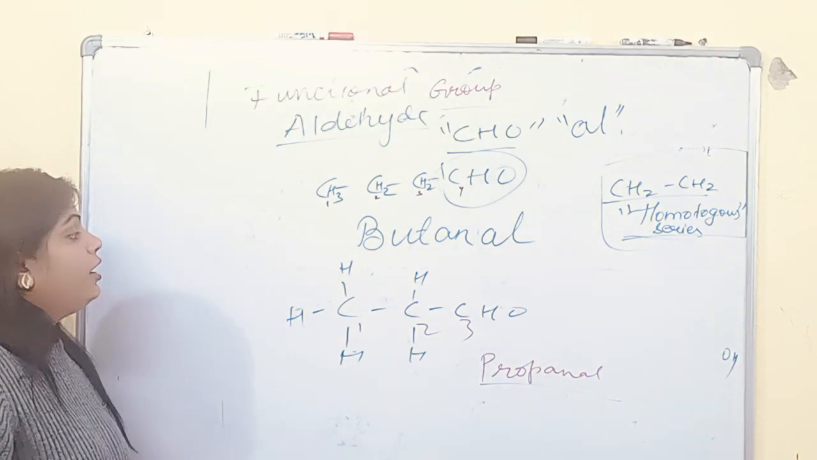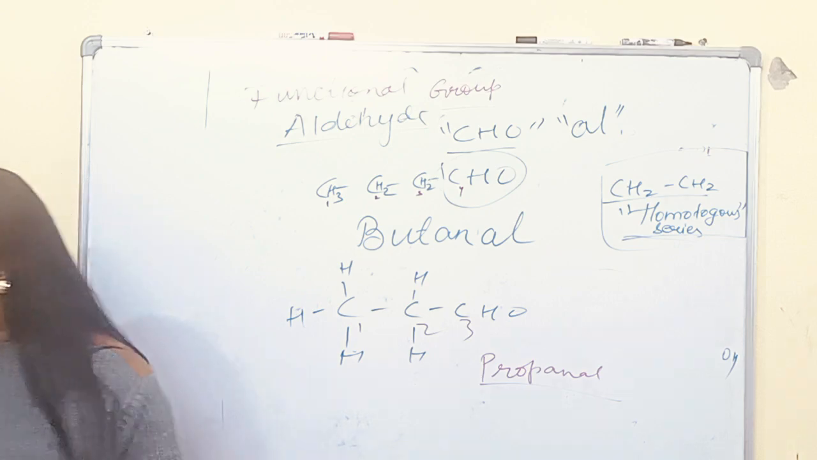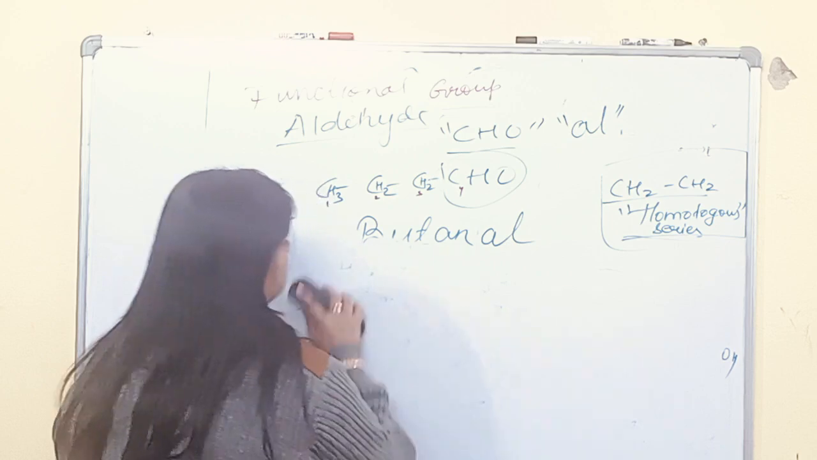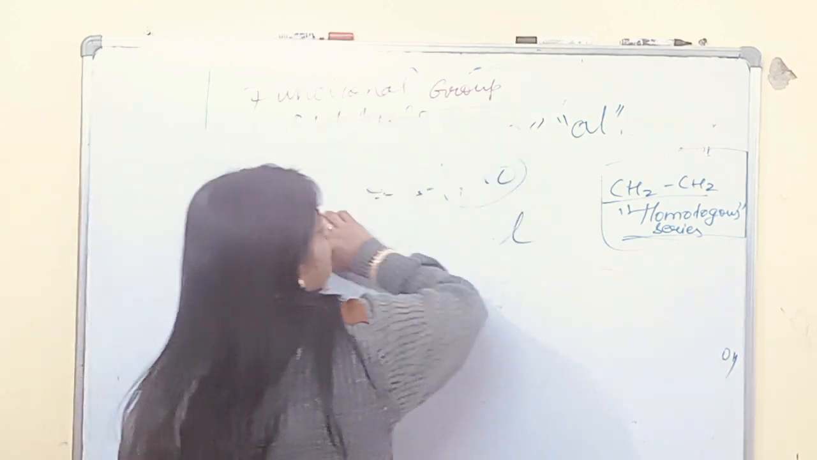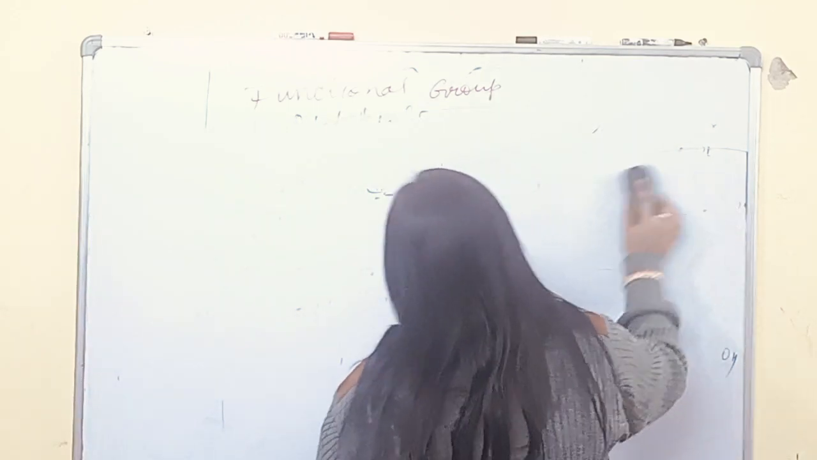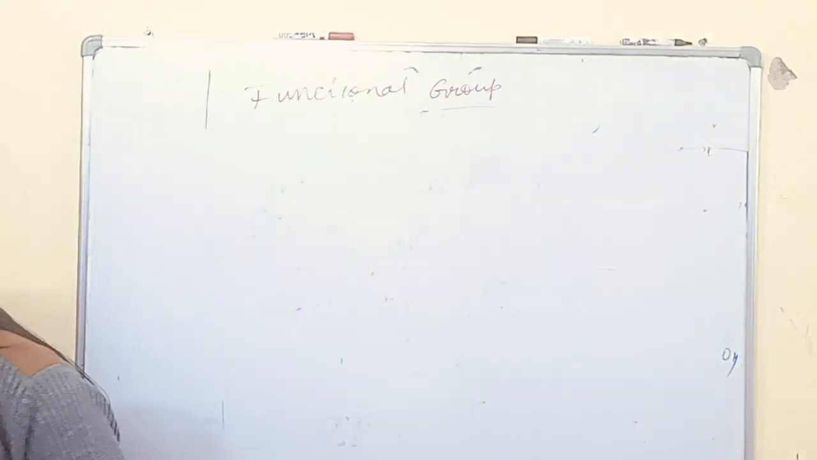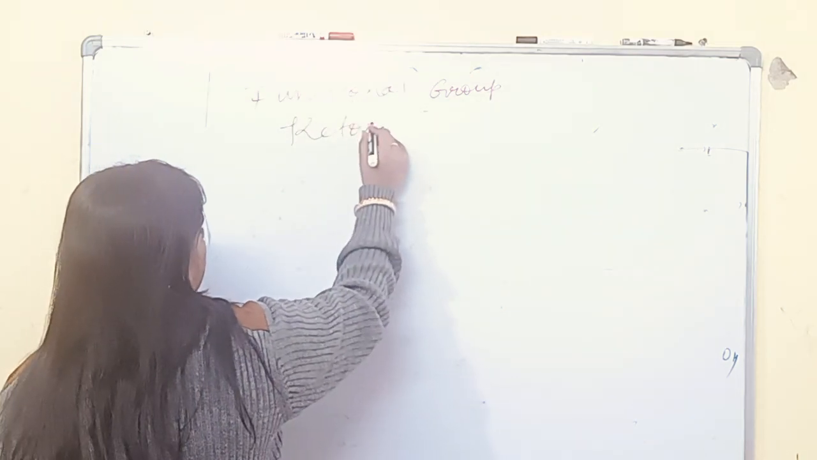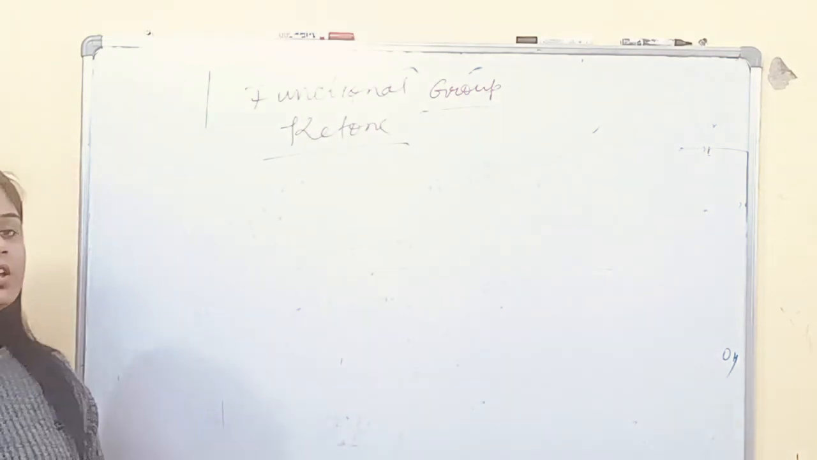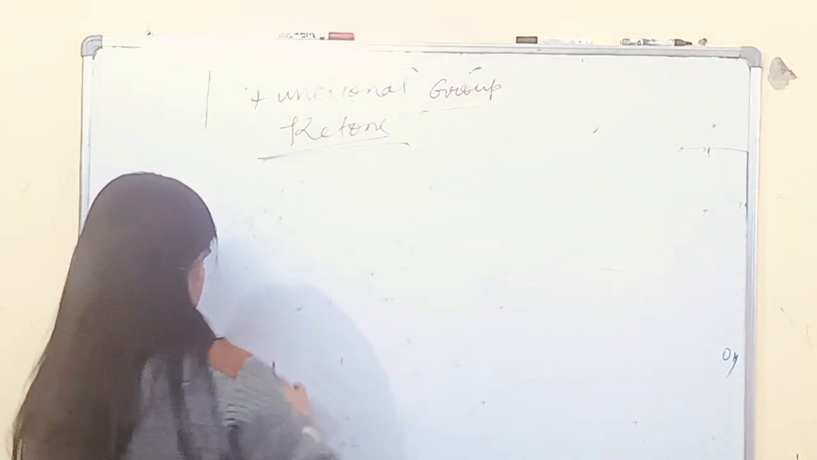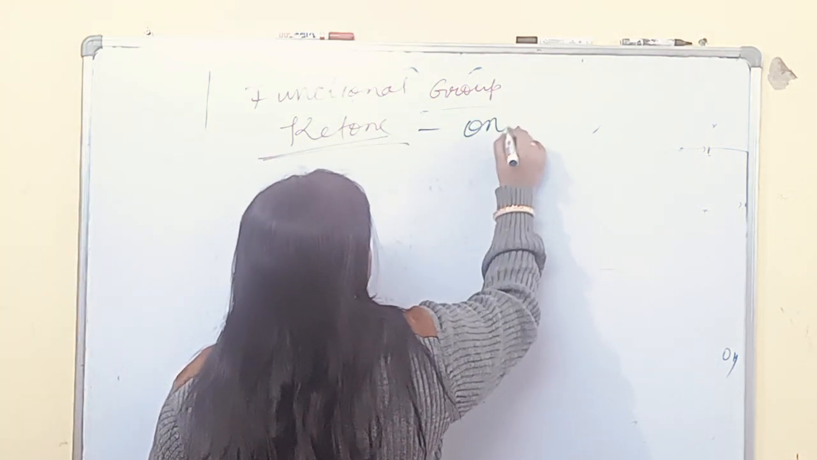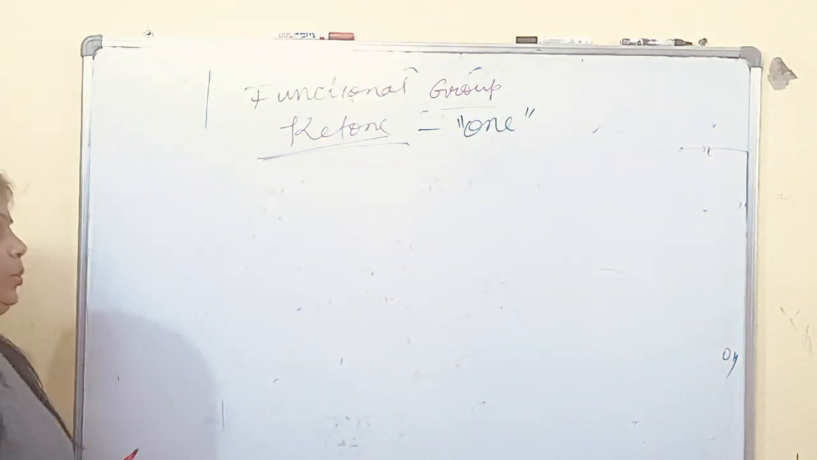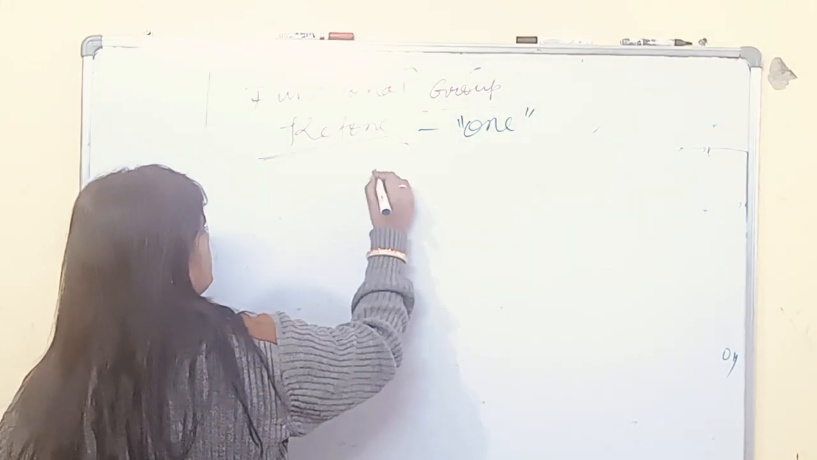Now coming to the next functional group. After aldehyde, ketone. For ketone, the suffix used will be One. The suffix used will be One.